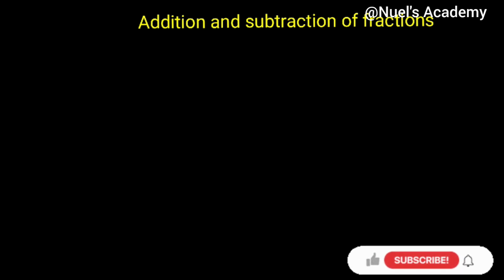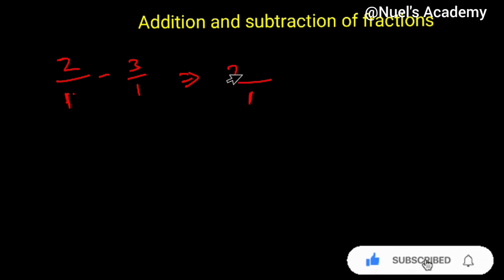So in subtraction of fractions, we are going to start with subtraction of fractions of the same denominator. As when you have 2 over 1 minus 3 over 1, this is going to be equal to, we are just going to pick the common denominator. The common denominator here is 1, and then we subtract the numerators. So this is 2 minus 3. So 2 minus 3 is negative 1 over 1, which is equal to negative 1.